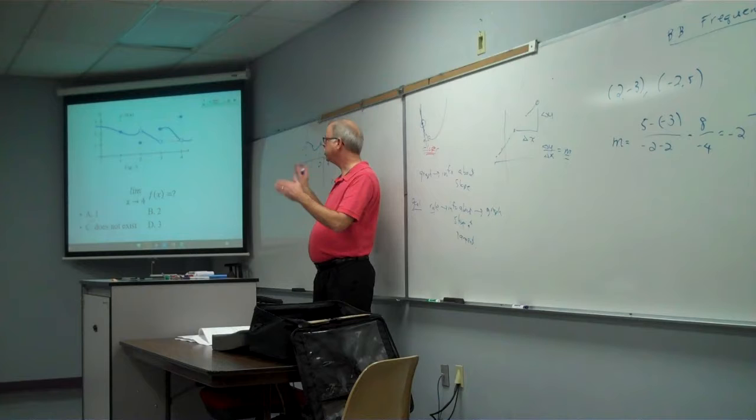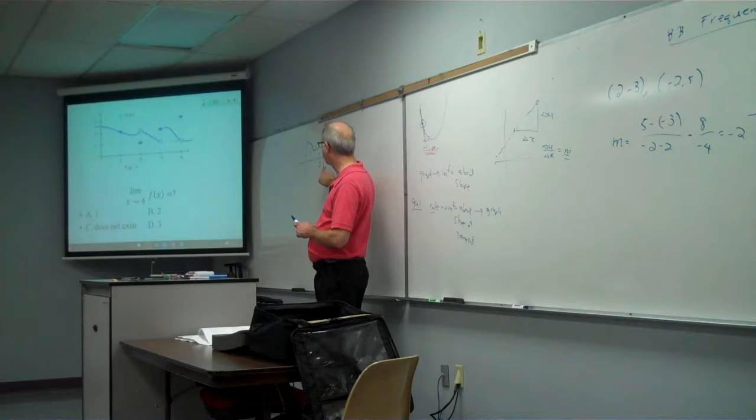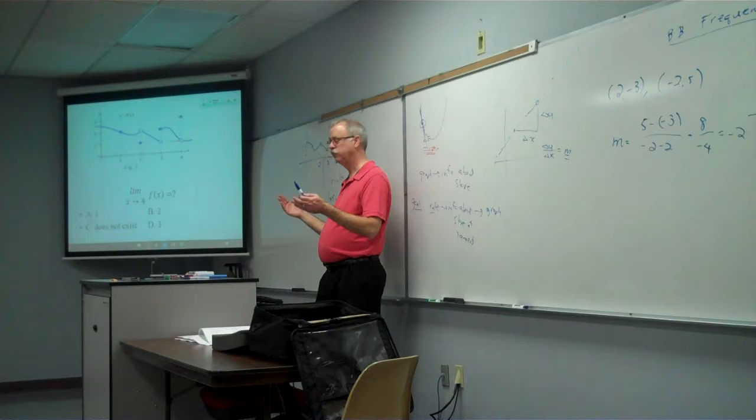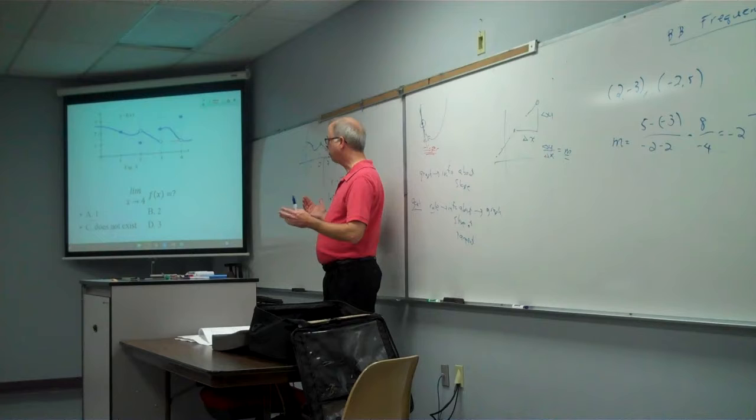And back to 3. The reason the limit at 3 doesn't exist is we don't know exactly where we're headed, because it depends on which side of the path we're on. From one side we're headed one way, from the other side we're headed someplace different. We don't know exactly where we're headed. And so in that case we say it doesn't exist.